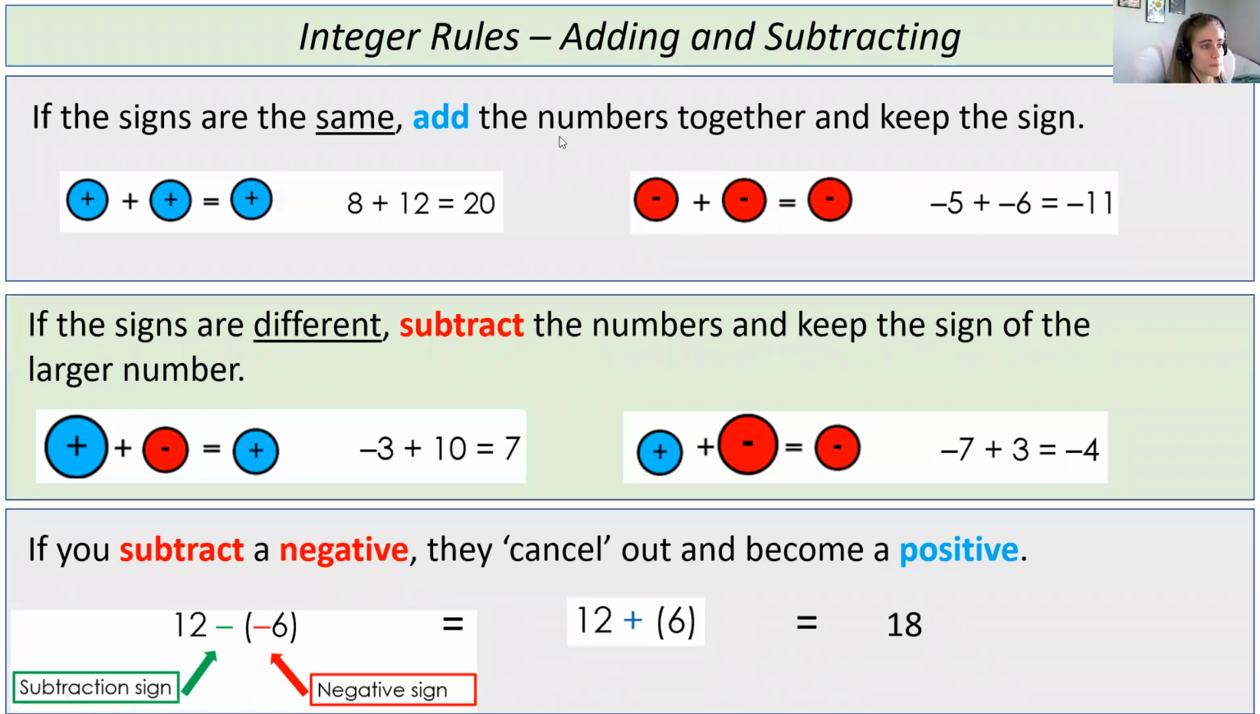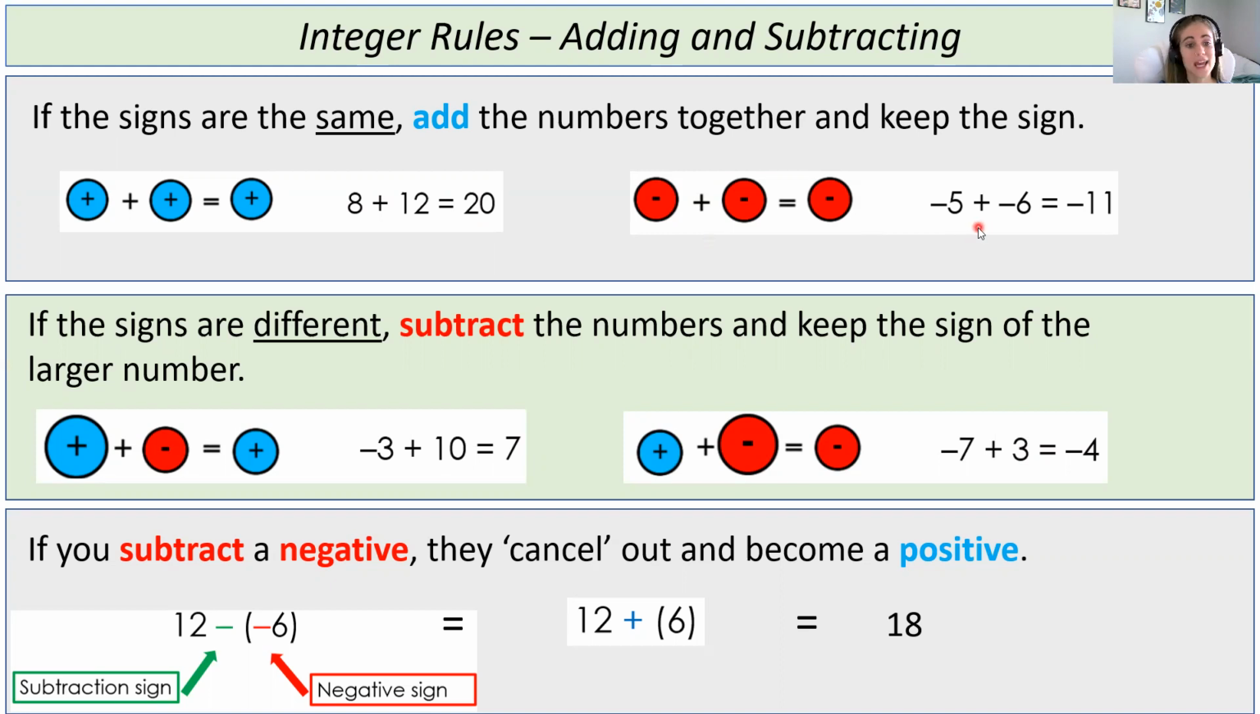The very first rule is if you notice that both of your signs are the same, so they're both positive or they're both negative, then add the numbers together and keep the sign. In this first example, we have a positive 8 plus a positive 12. Well, their signs are the same. They're both a positive number. So I simply need to add them. 8 plus 12 is 20, and then keep that sign. It stays a positive 20 because we continued on that positive on the right side of the number line.